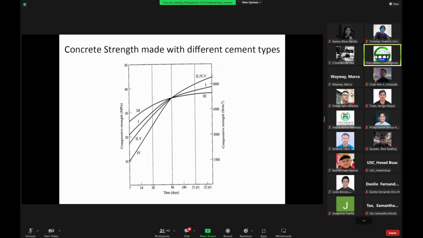This is an effect of the pore structure of your concrete. The slower you gain strength, that means your hydration products can distribute more evenly in your concrete. So there is a homogeneity in your pore structure. And if this is more homogeneous, then our strength at the end will be higher as compared to when our concrete pore structure is not homogeneous.